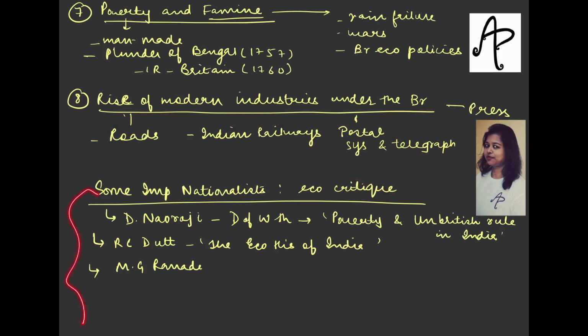And questions come from this in prelims, so you have to remember some of the important nationalists who have critiqued it, who have talked about the economic impact and who were known as the economic critique of the British rule. So please do remember their names: Dadabhai Naoroji, R.C. Dutt, M.G. Ranade, etc. Dadabhai Naoroji talked about this drain of wealth theory and wrote this in his book Poverty and Un-British Rule in India.